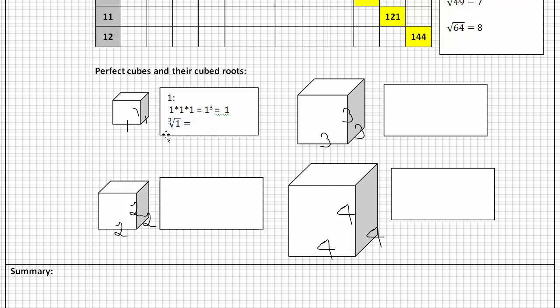So what is the cube root? Notice we're still using a radical sign, but now we have an index of 3. So what is the cube root of 1? Well, because it is 1 to the third power, that equals 1. The cube root is 1.